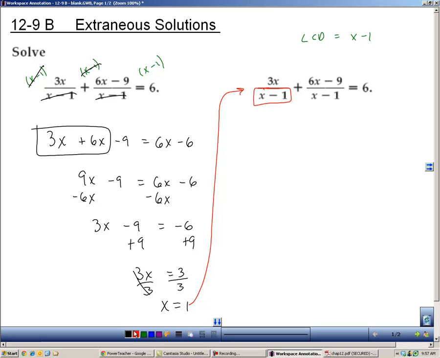So what happens is it turns out that this x equals 1 actually does not work, because you can plug it into one of these denominators and you're going to get a 0. You're going to get a denominator that can't happen. So we say that this answer of a 1 is extraneous, which means I have no more answers. So my official answer to this whole problem here is no solution, because 1 is extraneous.